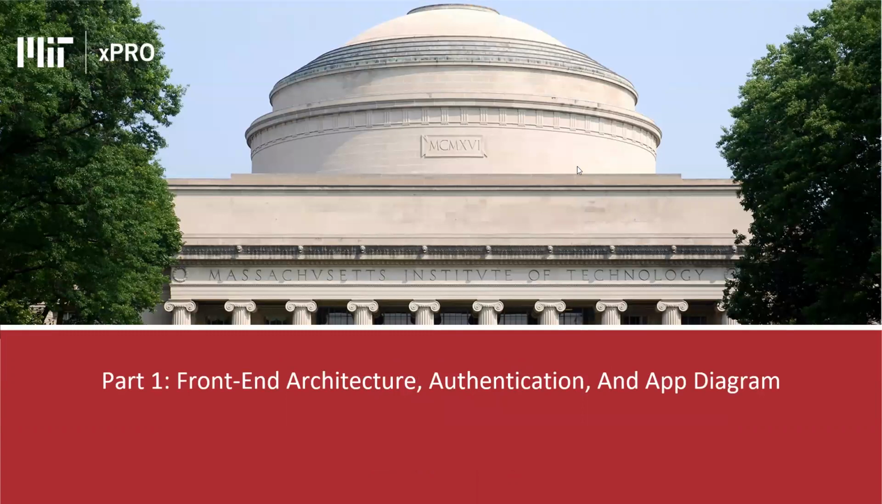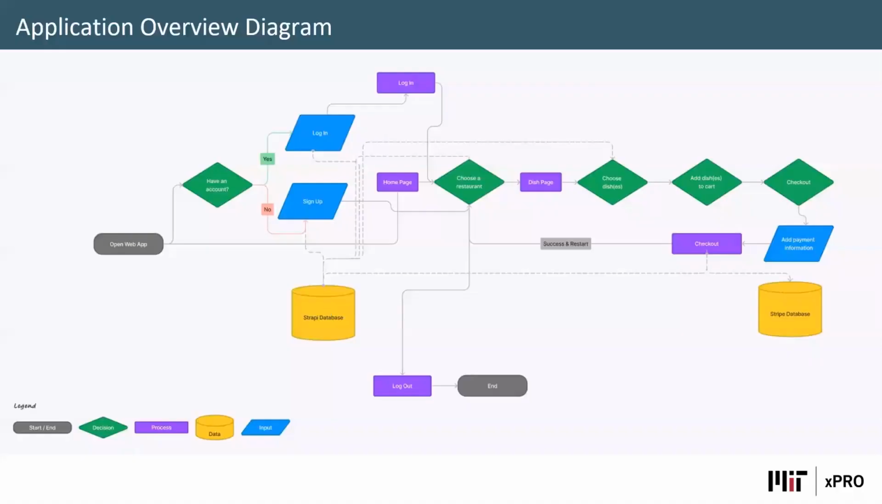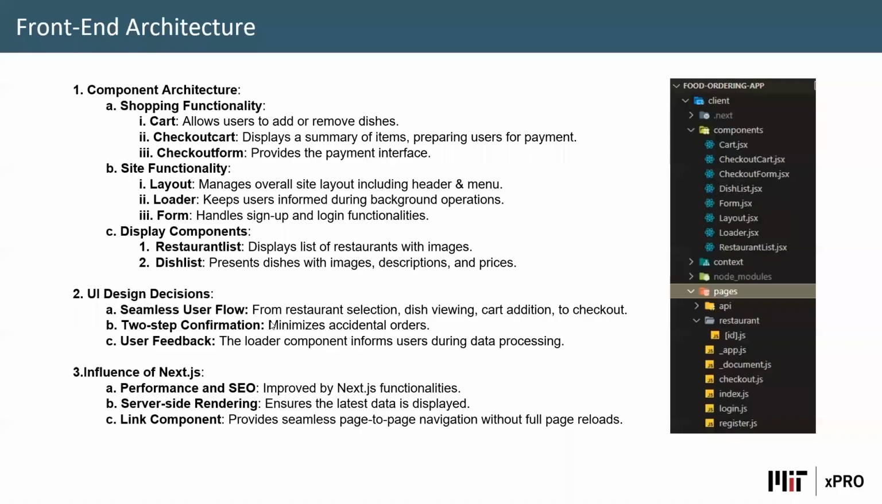This first part is going to talk about the front-end architecture, authentication, and the app diagram. User experience and security are at the top of the priority list when it comes to developing an e-commerce app. To create a food ordering app, several choices were made to keep the end user in mind, all while ensuring the app remains scalable and secure. From the architectural choices in the component design to the implementation of user authentication and payment process, every step was marked with extensive learning. So now let's get into some of these technical details.